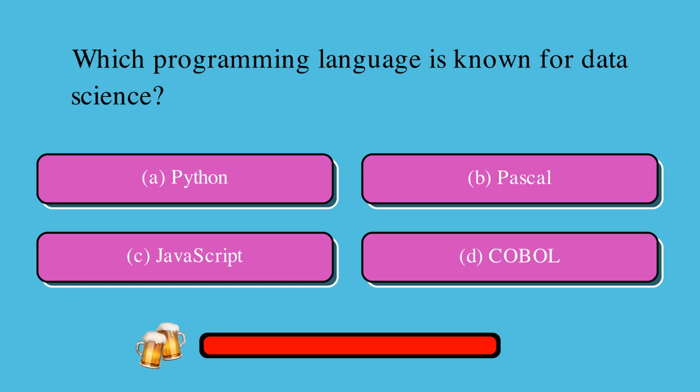Which programming language is known for data science? Is it A, Python, B, Pascal, C, JavaScript, or D, COBOL? The correct answer is A, Python.